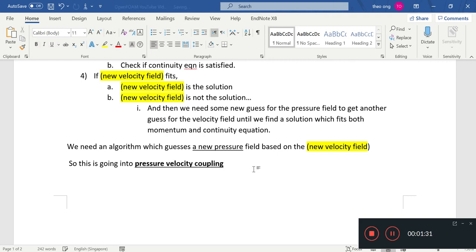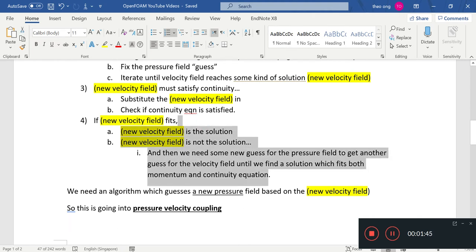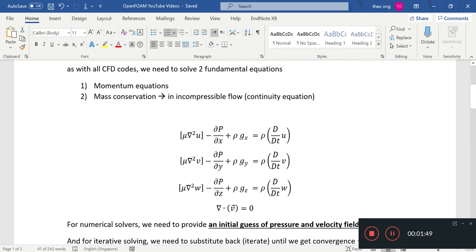So whenever you hear this term online in the CFD community, it is basically, all right, I'm getting a new guess of pressure based on the velocity in this algorithm. So this is what pressure velocity coupling is all about. How is it being done? So we go back to our Navier-Stokes equations here. We look at our momentum equations.